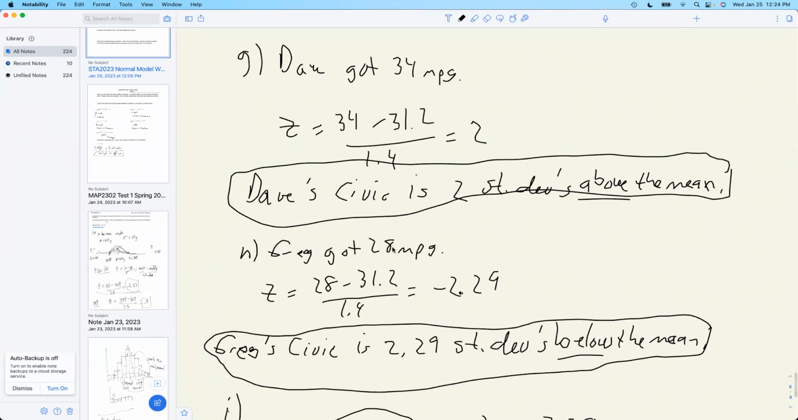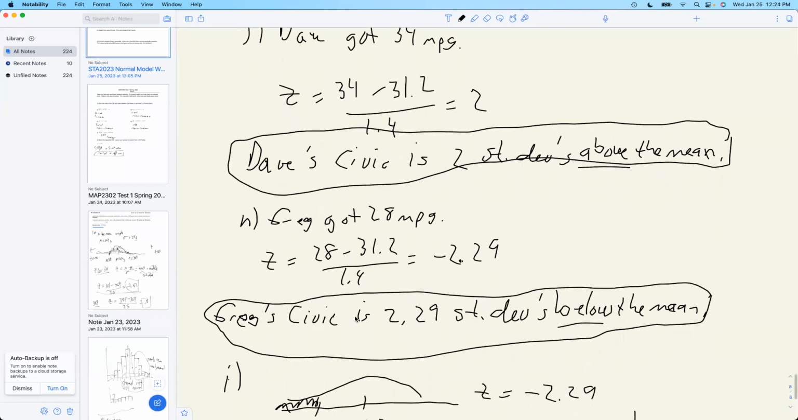Okay, so Greg, his car gets 28 miles per gallon. His z-score is negative 2.29. What's it mean to be negative? Negative is below. By the way, when you write these out, don't say negative below. We say the word below because it's negative. I already took care of the negative by saying the word below. So his car is 2.29 standard deviations below the mean.